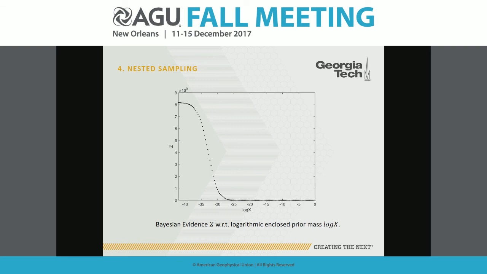Here's an example of Z versus log enclosed prior mass log X. We can see that for most of the prior mass, the Bayesian evidence is very, very small, because samples in this area have very low likelihood. But as we shrink the enclosed prior mass, samples will have more likelihood, and the Bayesian evidence will also increase until it reaches some plateau on top.